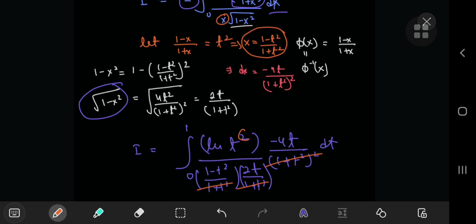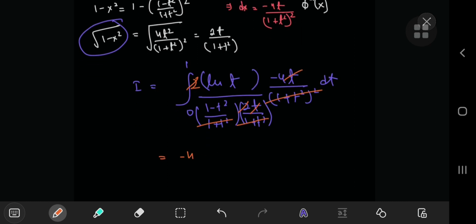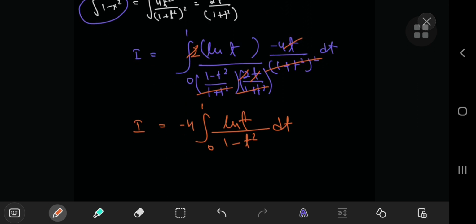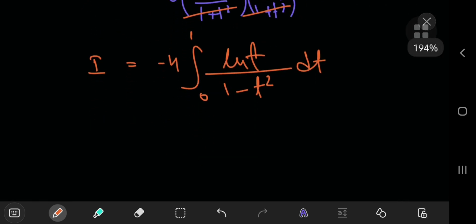And if you take this 2 as a coefficient of the logarithm using the properties of the logarithm function, then you have the 2's canceling out as well, and the t's cancel out as well. So you have negative 4 outside times the integral from 0 to 1 of the natural log of t divided by 1 minus t squared. Now the integral you have is actually quite easy to evaluate.